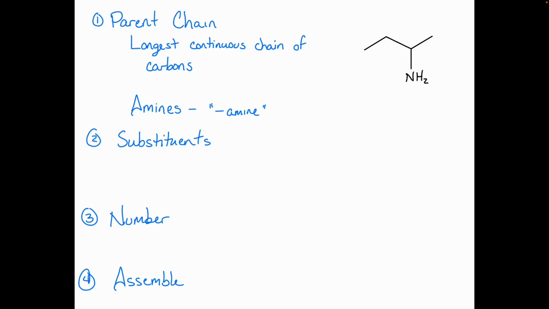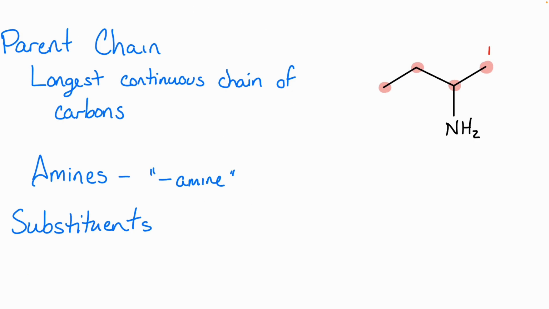Okay, so then if this was our molecule here, our parent chain would be these 1, 2, 3, 4 carbons. I'm going to number my parent chain in such a way that that functional group is on the lowest number carbon.